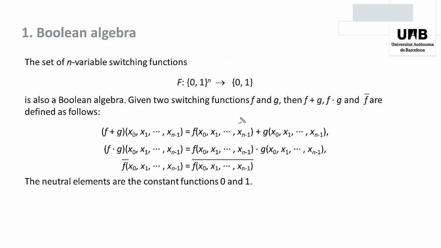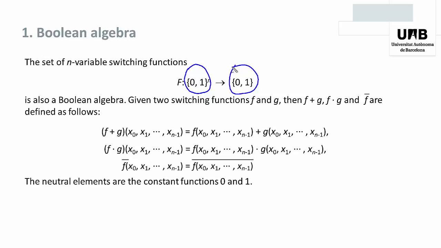We have seen a first example of Boolean algebra. The set {0, 1} is a Boolean algebra, but more generally, the set of n-variable switching functions, functions that are defined by an application, a mapping from the set of all n-component binary vectors to the set {0, 1}.